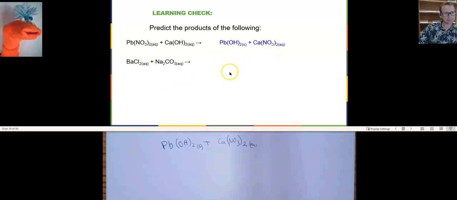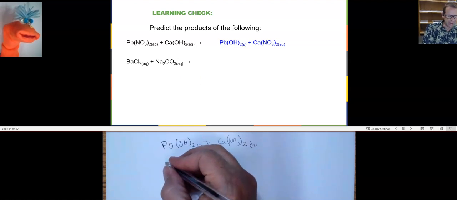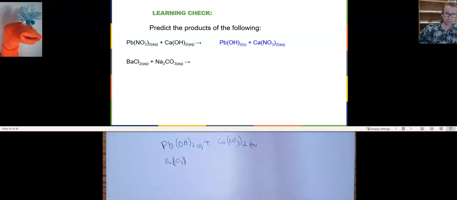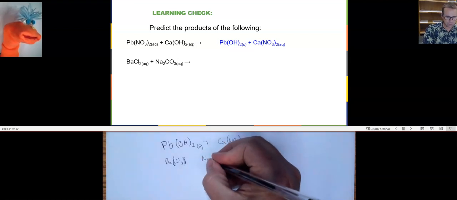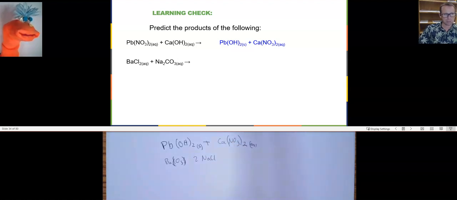Good, excellent. What are the products here? Barium carbonate and sodium chloride. Very good, barium carbonate. What's the chemical formula for barium carbonate? So it's BaCO3. Good. More than one CO3 or no? Nope, just one. Okay, and then sodium chloride. And now it looks like to be balanced, I'm going to need 2 sodium chlorides, right? Yeah. All right. Fabulous.